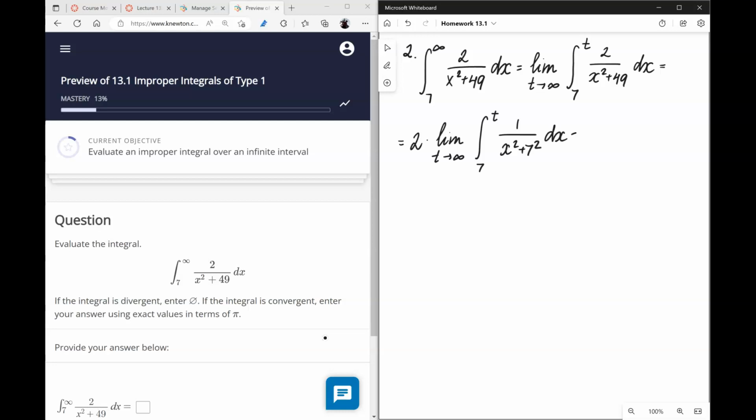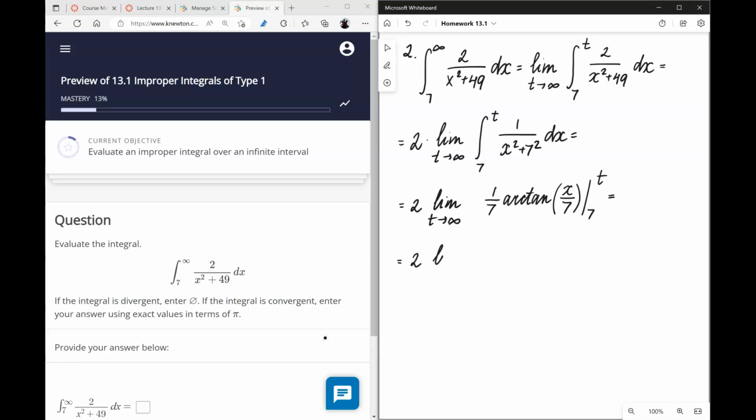And then this integral is actually a well-known formula, so it's going to be 1/7 arctan of, I believe, x over 7. And we're evaluating it from 7 to t.